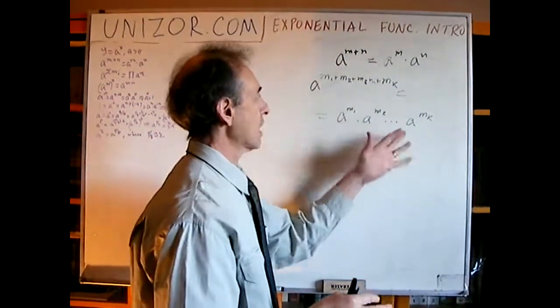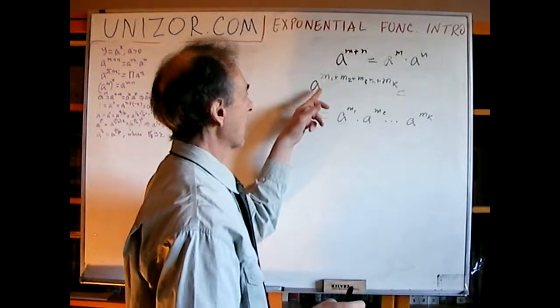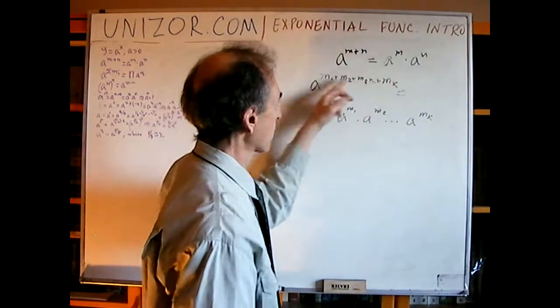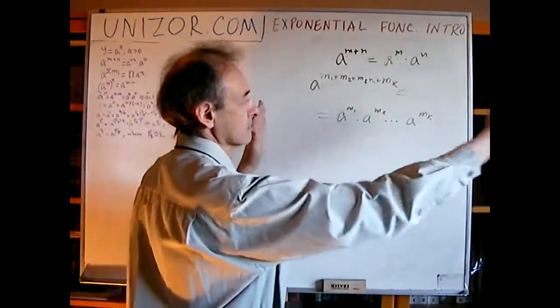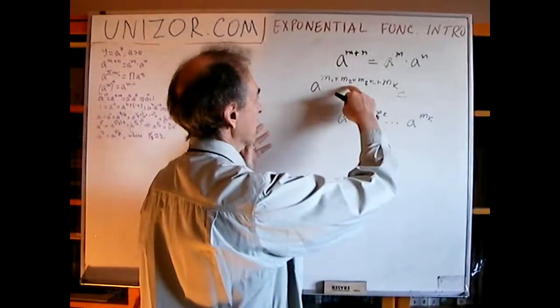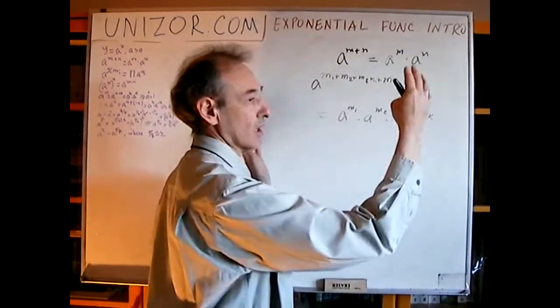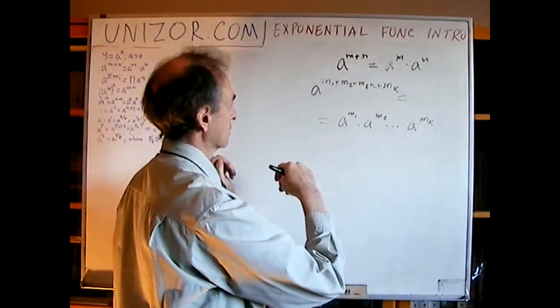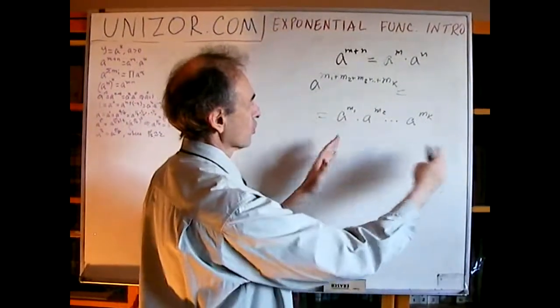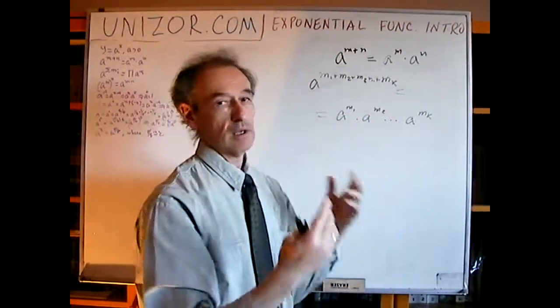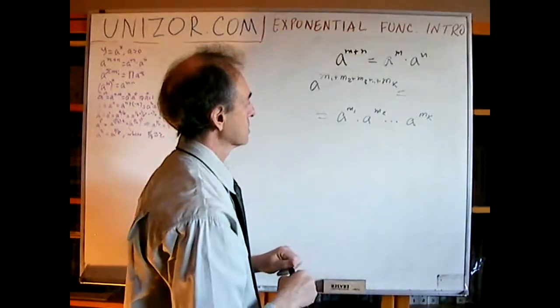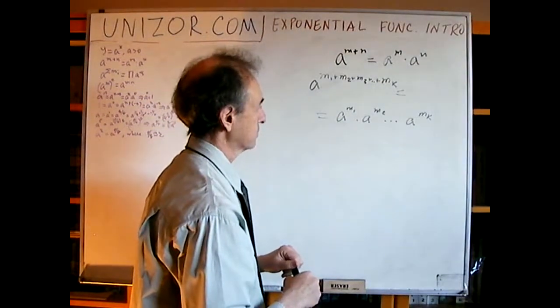A non-rigorous proof is just obvious, because this is a times a times a this number of times, and we just divide this product of m1 plus m2 plus etc. copies of a into groups m1, m2, mk, each a product of a by itself.